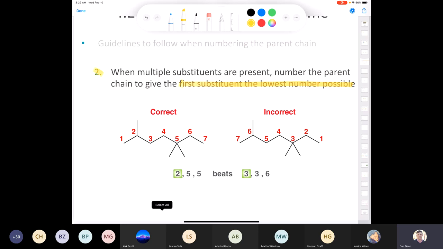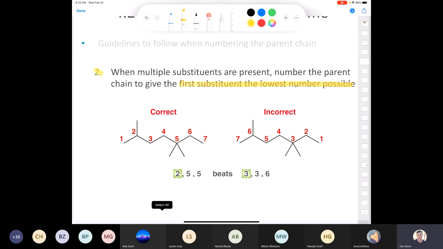The problem that I see students run into is that they'll overthink this rule, and they'll think that it's something about adding numbers up and getting a lower sum or something crazy like that. It's got nothing to do with that. The rule is simply give the first substituent the lowest possible number. To hell with the rest of them. Just number them what they are. If you give the first substituent the lowest possible number, you, my friend, will get the right answer. Let me show you what I mean.